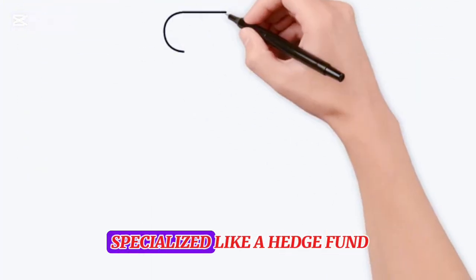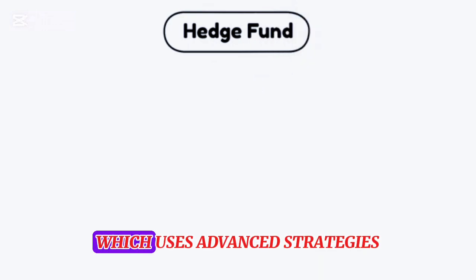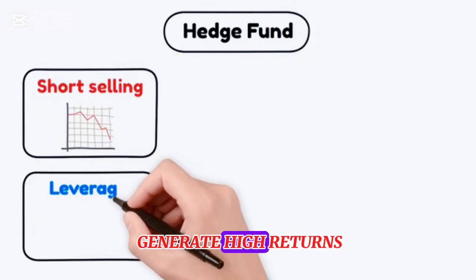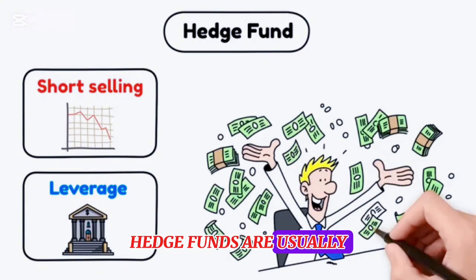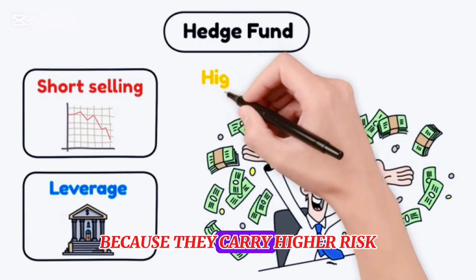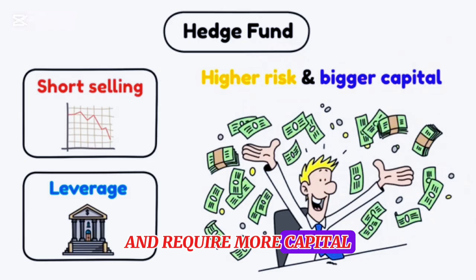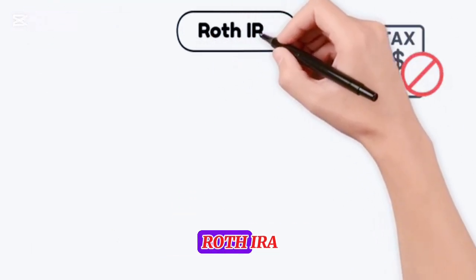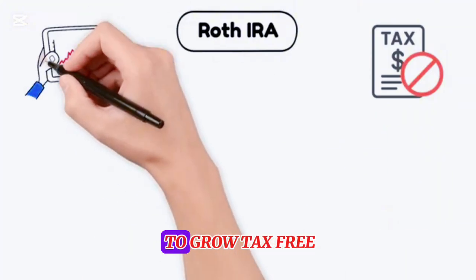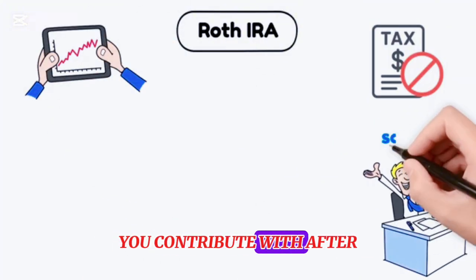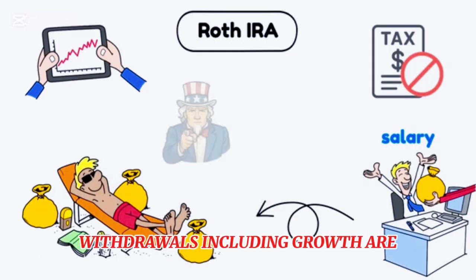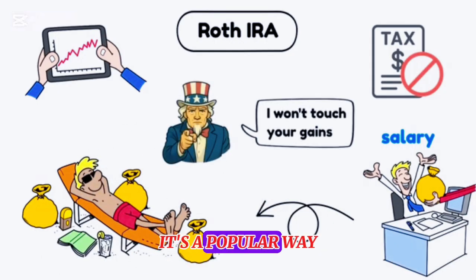Some funds are more specialized, like a hedge fund, which uses advanced strategies like short selling or leverage to try to generate high returns. Hedge funds are usually for wealthy investors because they carry higher risk and require more capital to get started. There are also tax-advantaged accounts like a Roth IRA, which allows your investments to grow tax-free. You contribute with after-tax money, and when you retire, withdrawals, including growth, are generally tax-free. It's a popular way to save for retirement.